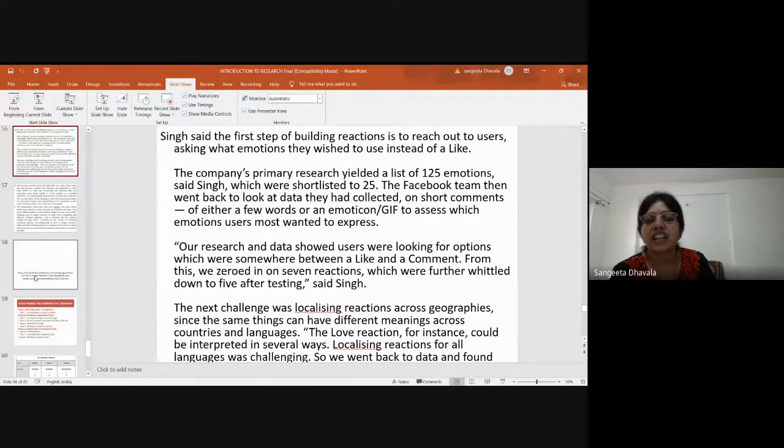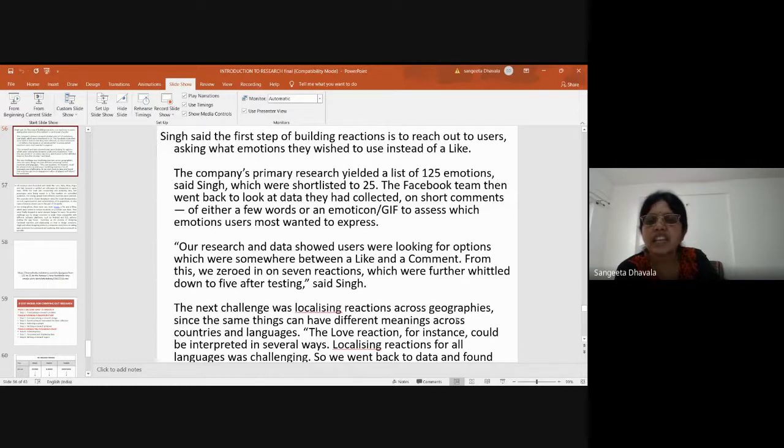Our research and data showed users were looking for options which were somewhere between a like and a comment. From this, we zeroed in on 7 reactions, which were further whittled down to 5 after testing. The next challenge was localizing reactions across geographies because Facebook, Insta, all these are platforms regardless of the place from which we are operating them.